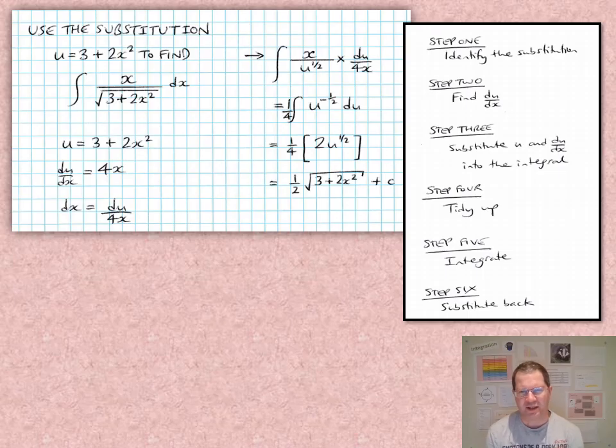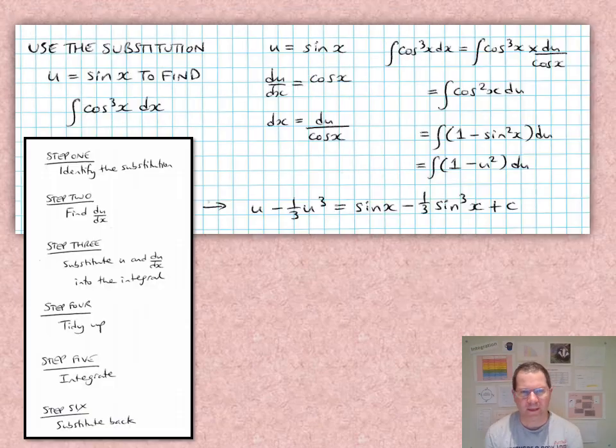The x's cancel out. We can bring the 4 out the front as a quarter, so we've got a quarter of the integral of u to the minus half du. The integral of u to the minus half du is 2u to the half when you add 1 to the index and divide by it. A quarter of 2 is a half, so the answer is a half of the square root of 3 plus 2x squared plus c.